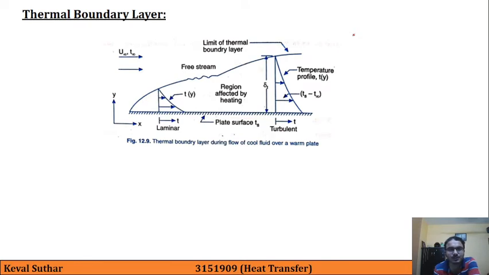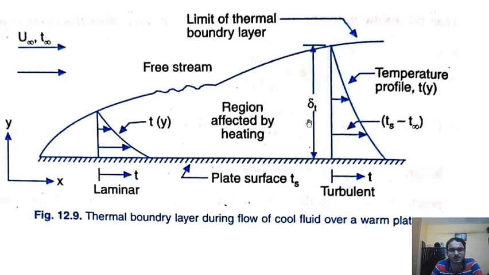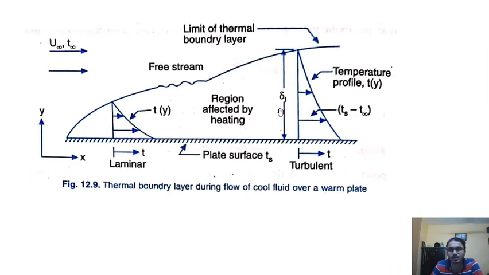So this will be the thermal boundary layer during a flow of cold fluid over the warm plate. So if we quickly focus on this, it is very similar to the hydrodynamic boundary layer. The only difference is the temperature profile. So this is our limit of thermal boundary layer. The free stream velocity is u infinity and free stream temperature is T infinity. Our flat plate is parallel to the direction of flow of free stream.